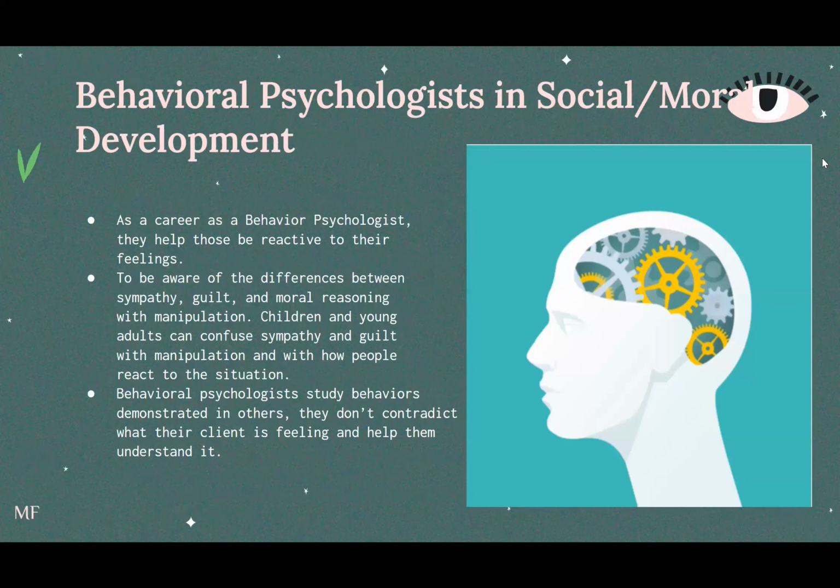And this relates to my career path as a behavioral psychologist and social moral development. As a behavioral psychologist, they help those be reactive to their feelings, to be aware of the differences between sympathy, guilt, and moral reasoning with manipulation. Children and young adults can confuse sympathy and guilt with manipulation and with how people react to the situation in the end. Behavioral psychologists study behaviors demonstrated in others. They don't contradict what their client is feeling and help them understand it in the end.